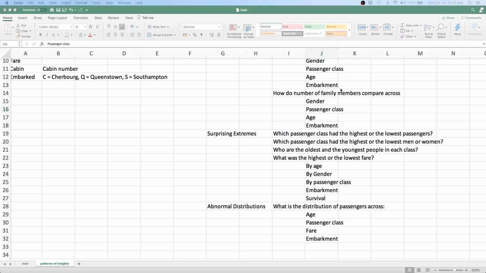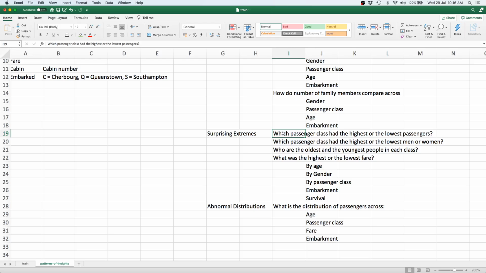Now the next few questions, which is how do number of family members compare across age or embarkment, are simply modifications of the same pivot table that we have already added. So you can do them as exercises, but let's move on to the next pattern of insight, which is surprising extremes. So let's take a look at the first question that we asked.